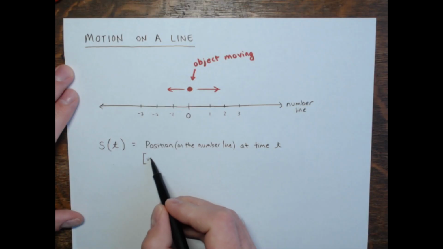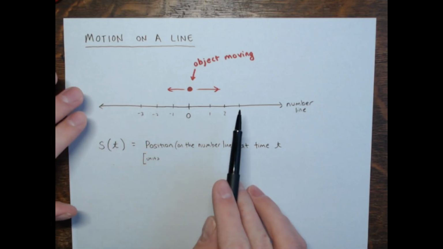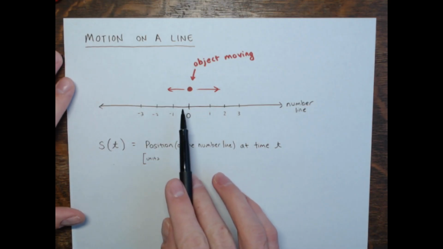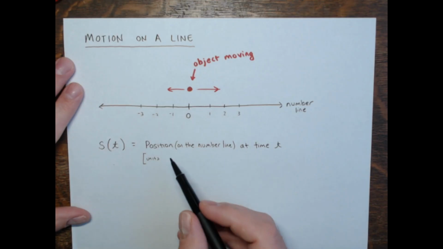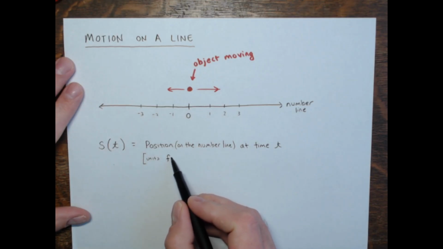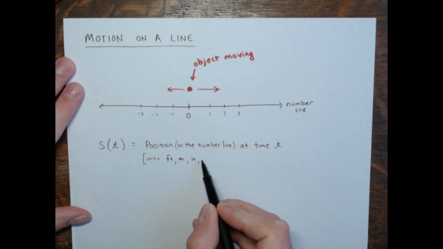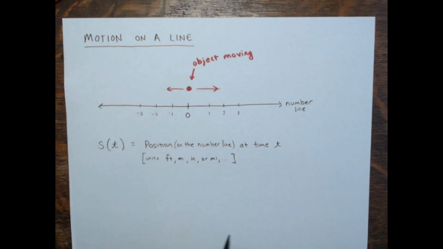Now the units on position will simply be distance units. These might represent feet, miles, inches. So units will be feet or meters or inches or miles, some sort of distance unit.